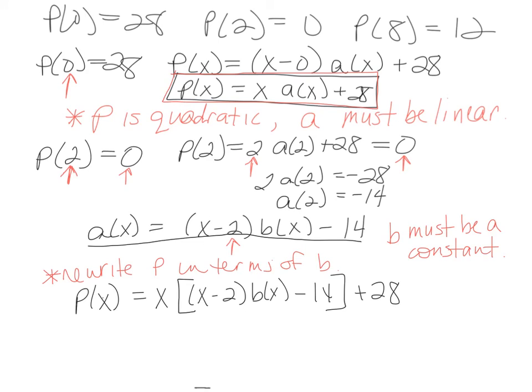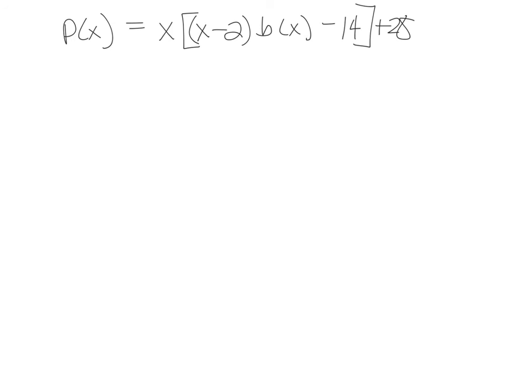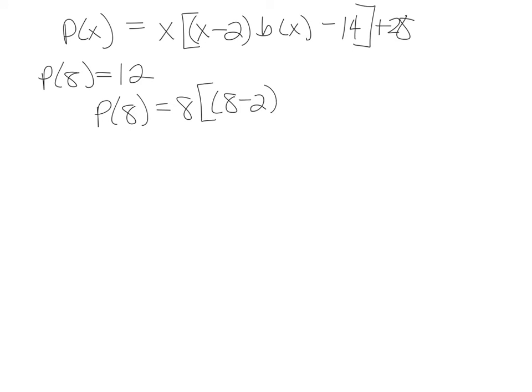Okay, you guys are cool. I need another page, so I'm going to rewrite this on my next page so I can use it. Third data point. We know that p of 8 equals 12. So let's go ahead and use that. P of 8 equals 8, bracket, 8 minus 2, b of 8, minus 14, brackets, plus 28 equals 12. All I did was for all the x's, I replaced them with 8s. Okay?